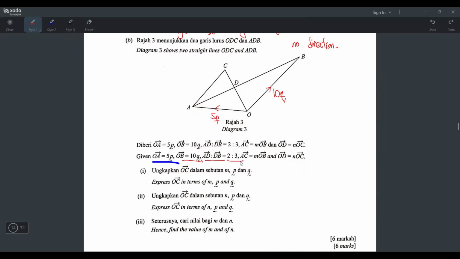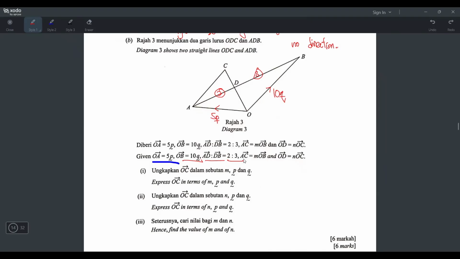Okay, AD ratio DB is 2 ratio 3. AD, the ratio is 2, so you have to circle the ratio. And then DB, its ratio is 3, like that. And if you look carefully, you can actually find the vector for AB, because AO plus OB you have already. But let's not find it first.